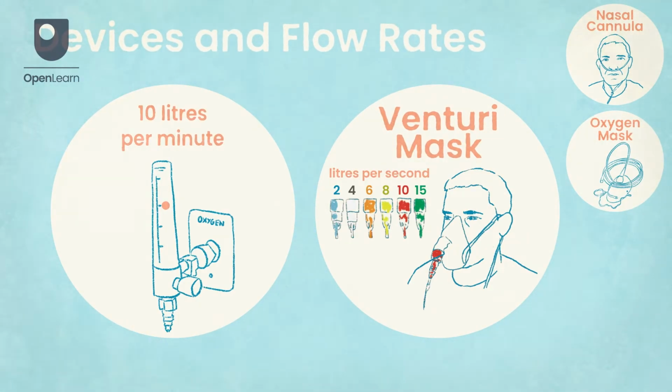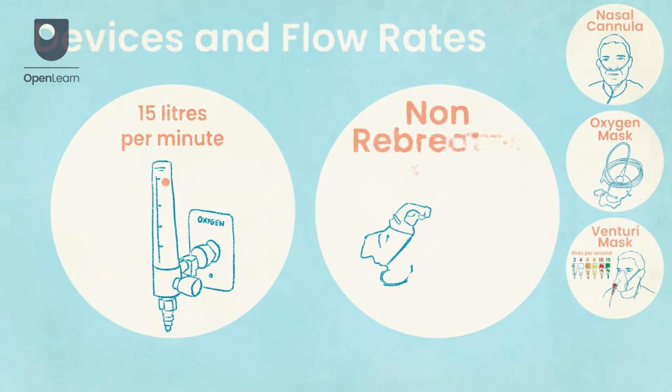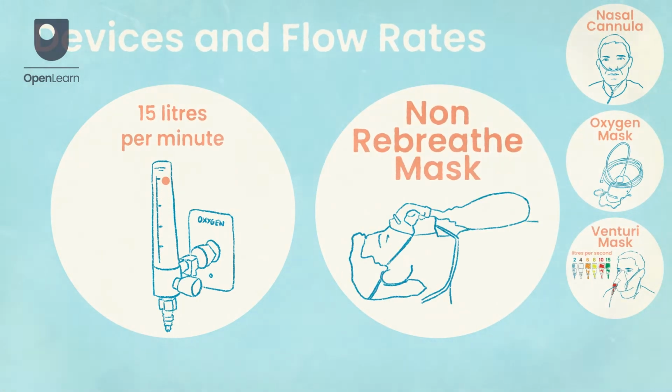Medium and higher concentrations of oxygen are often humidified as the gas can dry and irritate the mucous membranes. Concentrations higher than the Venturi system can be given by a non-rebreathe mask. These are generally used in emergency situations where a higher level of monitoring is required.